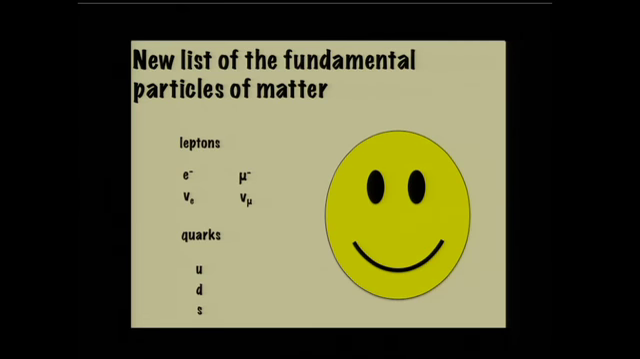Here they are, the electron and its neutrino. We had learned about the muon and its neutrino. But the proton and the neutron and all those particles that were in those huge tables, they're all made just of up quarks and down quarks and strange quarks. And isn't that nice? We're happy again.